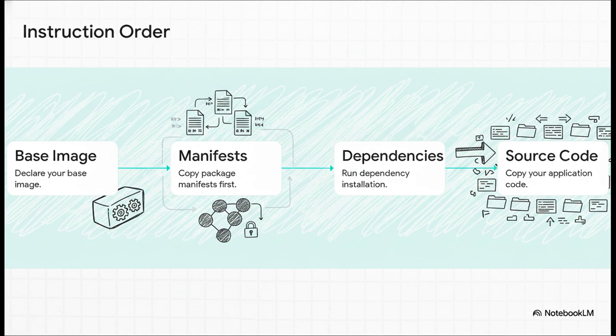So, to get the absolute maximum cache hits, you need to order your instructions from least frequently changed down to most frequently changed. First, declare your base image.